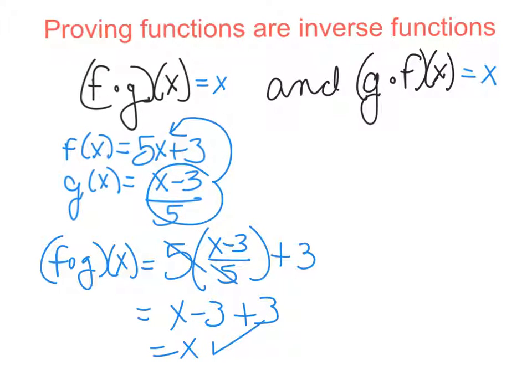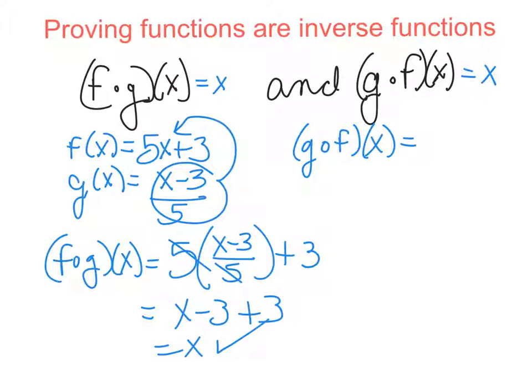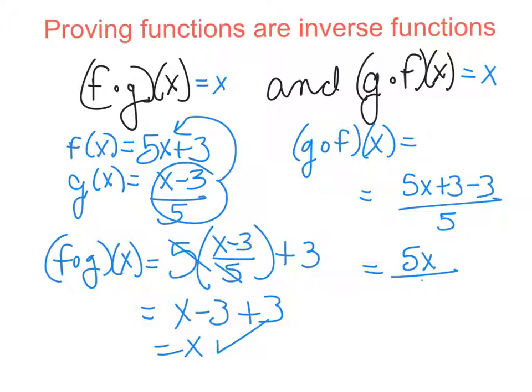So check, that works. Next, g compose f of x. Let's plug f of x into g of x. We would get 5x plus 3, we're plugging that into the numerator, minus 3, all over 5. Let's simplify. The 3 minus 3 is 0, and drum roll please, we get x. So what we have just proven is that these functions are inverses of each other.